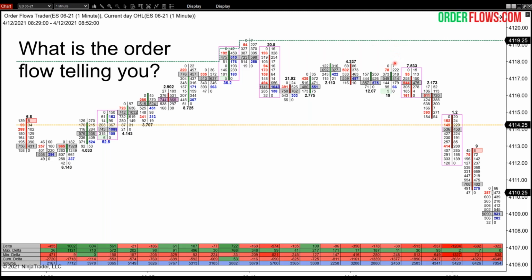What do you think is happening? You got aggressive selling at the high of the day. Do you think the market's going to go higher? It might later, but for now, the direction is going to be down. That's the way you got to position yourself.